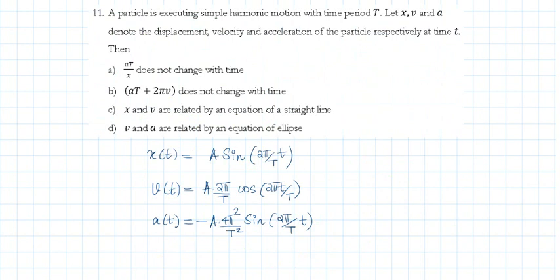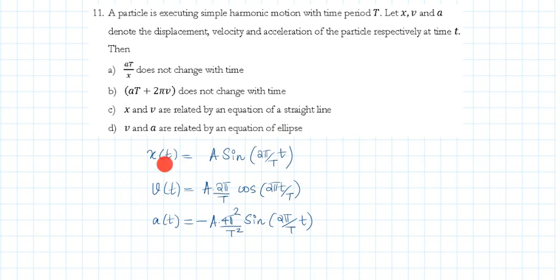Question number 11. A particle is executing simple harmonic motion with the time period T. Let x, v and a denote displacement, velocity and acceleration of the particle respectively at time t. Then: a T by x does not change with the time. a T plus 2 pi v does not change with the time. x and v are related by an equation of straight line. v and a are related by an equation of ellipse. These are the 4 options given. How many correct options are there?